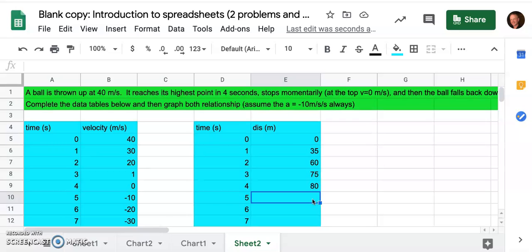And as it falls back down at the same rate it was rising, just in the opposite direction. So now it's back to 75 meters above the ground. 60 meters above the ground.